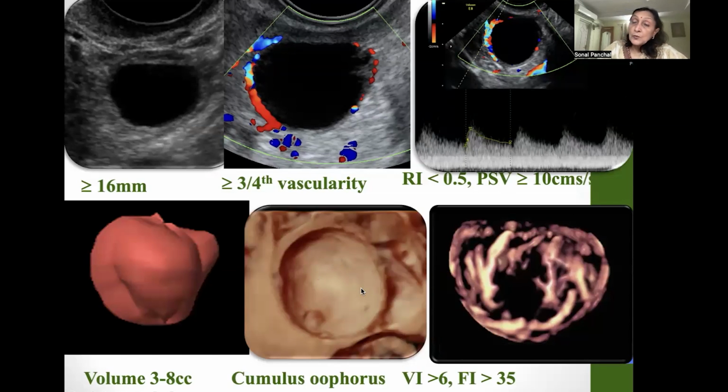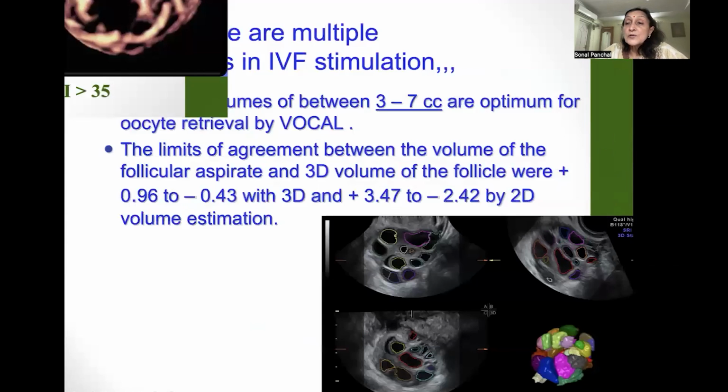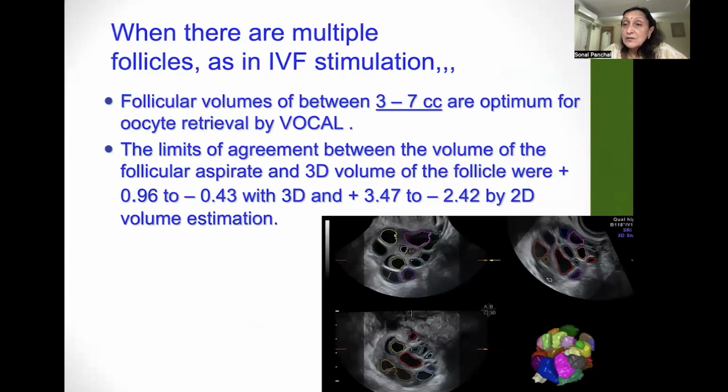This is possible when there are 1, 2, or 3 follicles, but sometimes when there's a multifollicular development, especially in the IVF cycles, the follicles are all compressed by each other. Because of that, they are D-shaped. They are no more round or oval, and it is in these cases that the volume of the follicle becomes more important than the mean follicular diameter. And the volume of between 3 to 7 milliliters usually correlates with the follicular diameter of 18 to 24 millimeters.